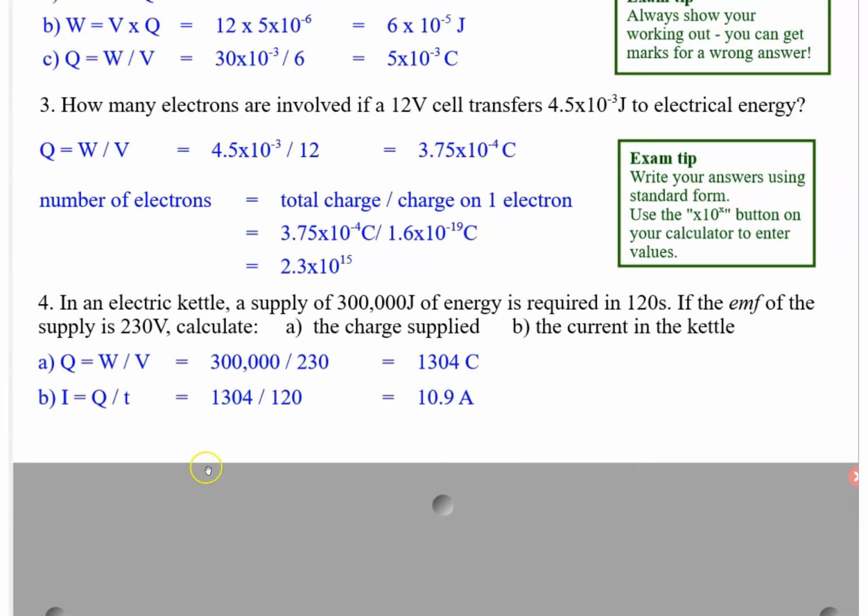So we can find Q, make Q the subject, substitute the values, and we get 1304 coulombs. And if we know the time and we know the charge, we can find I, which is the current, and you should get 10.9 amps.